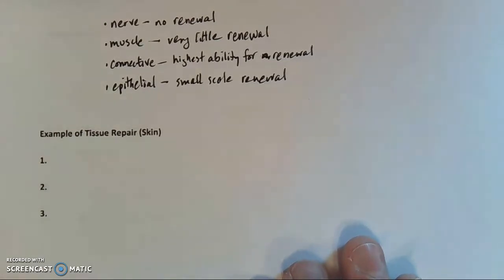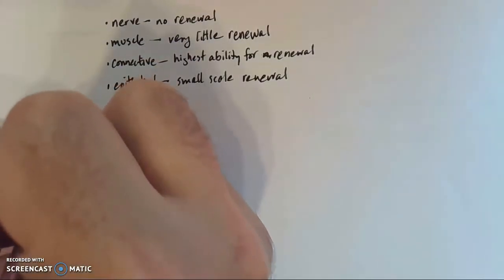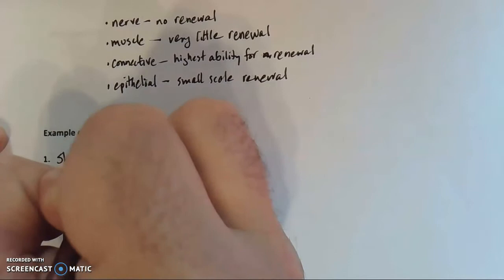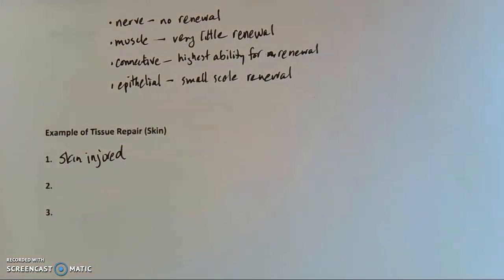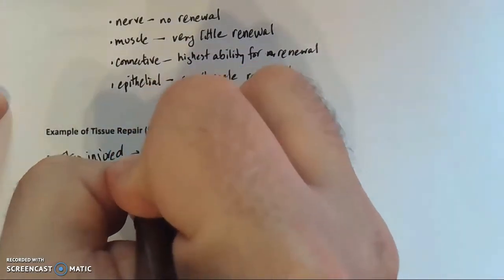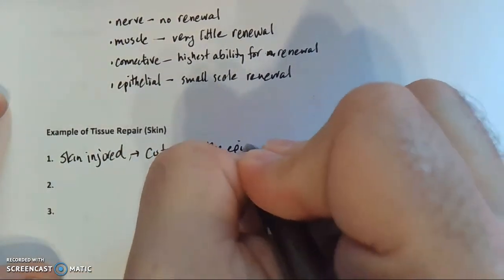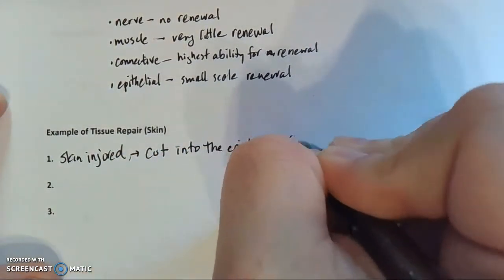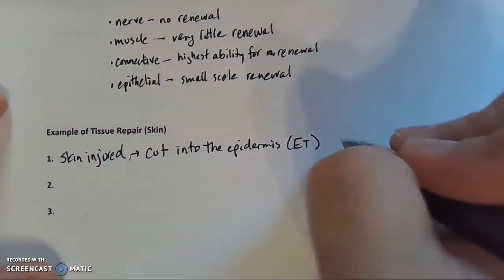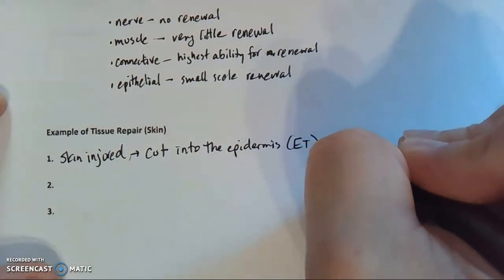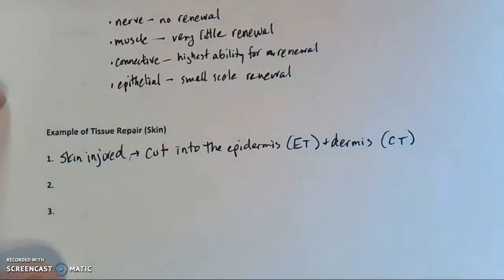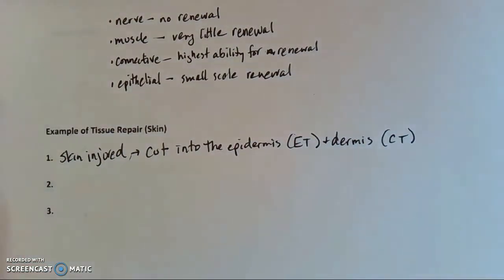And we have different steps. So let's say that your skin is injured. So maybe you have a cat and your cat comes along and wants to play and scratches you. Happens to me a lot. So we have a cut into the epidermis, our first layer of the skin, which is epithelial tissue, and it goes down into the next layer, the dermis, which is connective tissue. So we have two different tissues involved here.